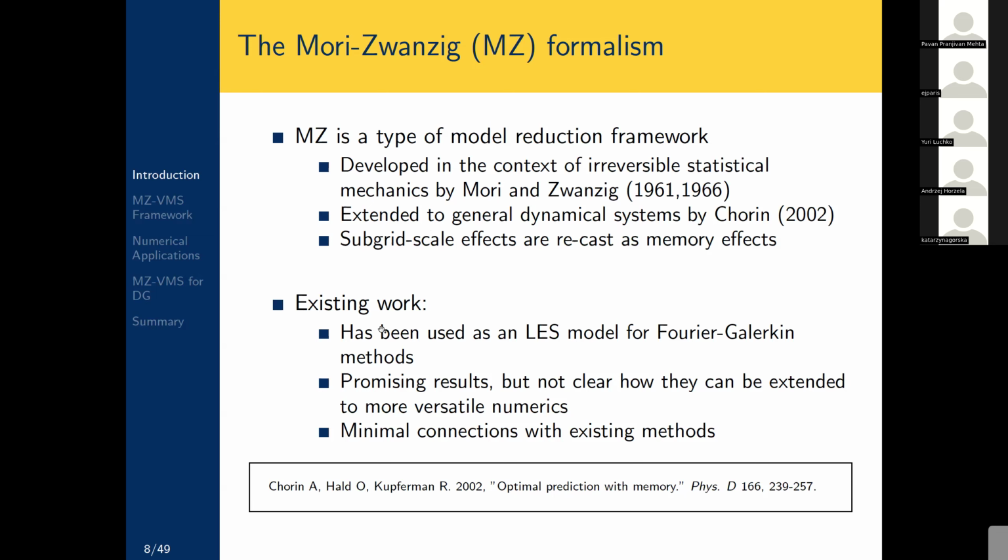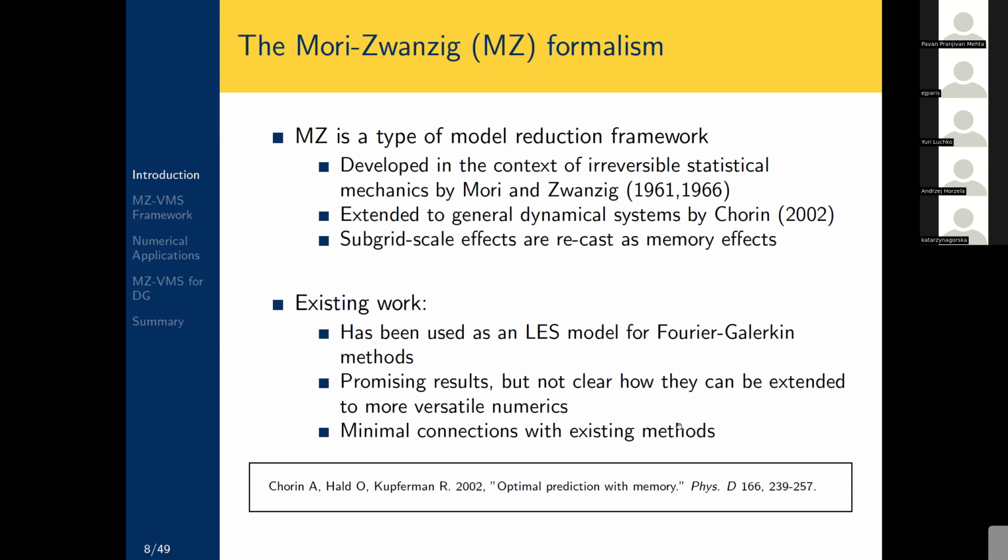And so if you look in the literature, people have certainly looked at using ideas from MZ to develop things like LES models. In particular, a lot of work has done this for things like Fourier-Galerkin spectral methods. And the results are really quite promising and pretty interesting. But it's not always clear how to extend this to more versatile numerics like finite elements. And I would say, more importantly, there are minimal connections with existing methods.